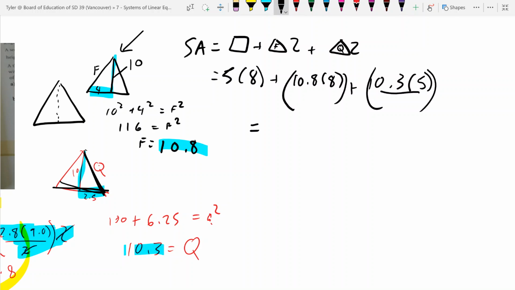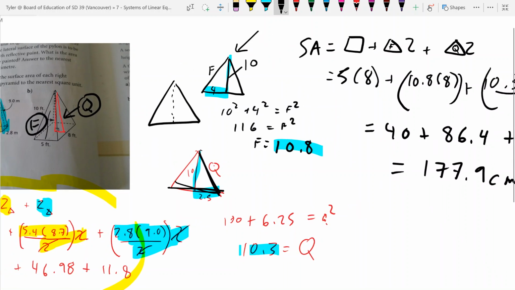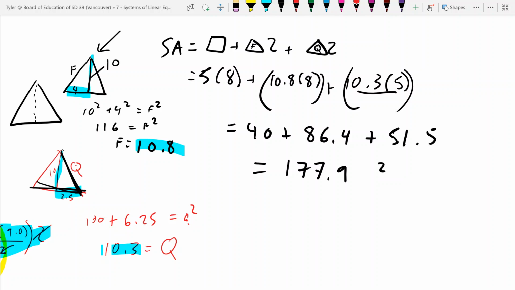When you put the numbers in your calculator, you'll get your final answer. So that's 40 plus 86.4 plus 51.5. The total I got was 177.9, I guess centimeters squared, whatever units it was, feet squared, whatever. And that's the final answer.